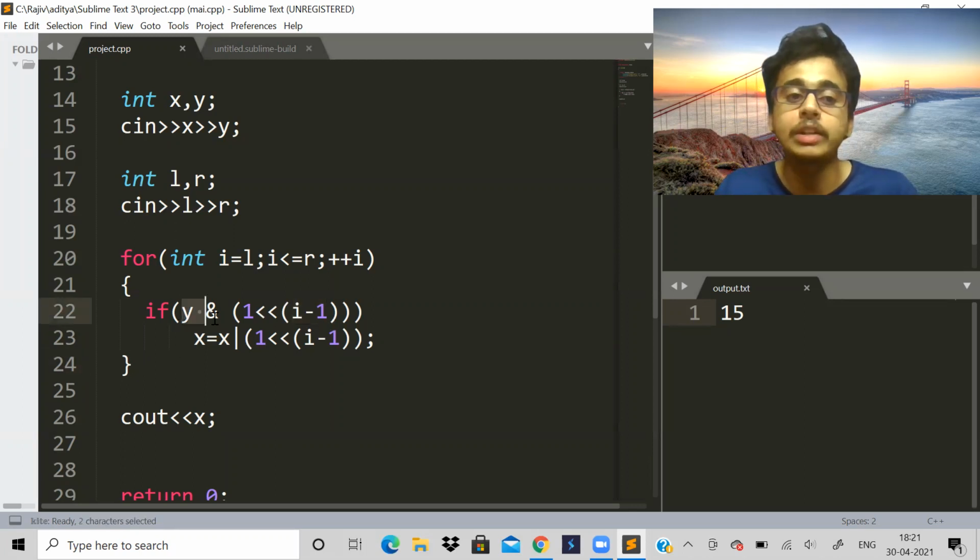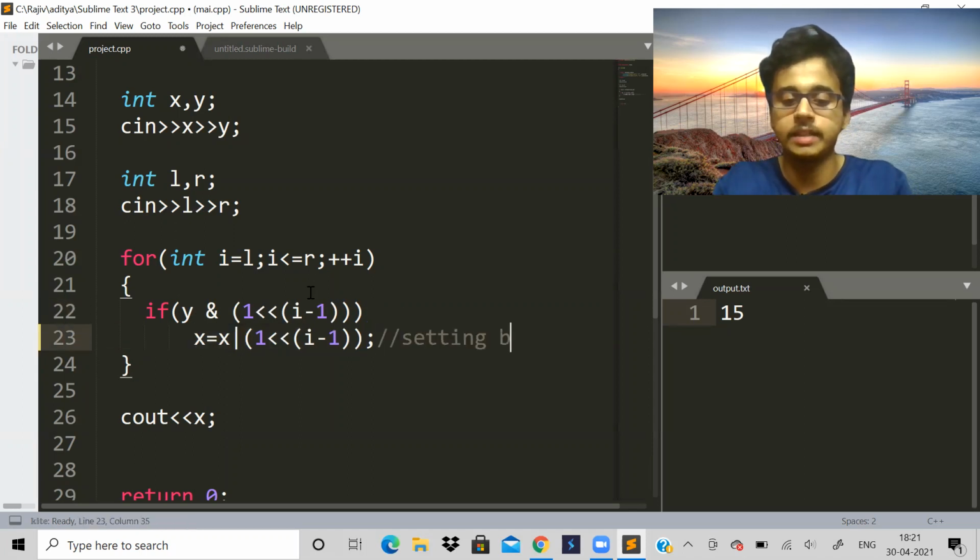So if that particular bit is set, then we do x equal to x bitwise or this. Because what does this mean? This means we are setting the bit. We are setting bit here. And this is nothing but checking set bit.